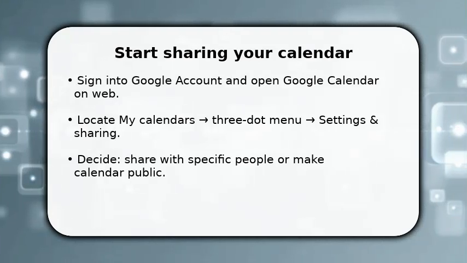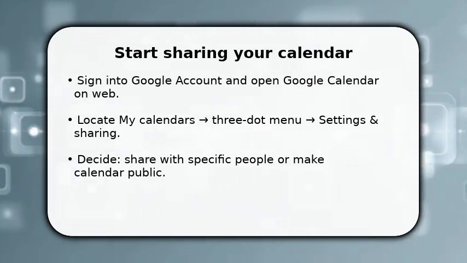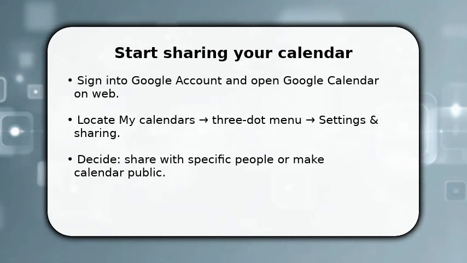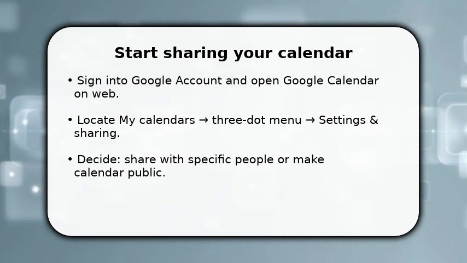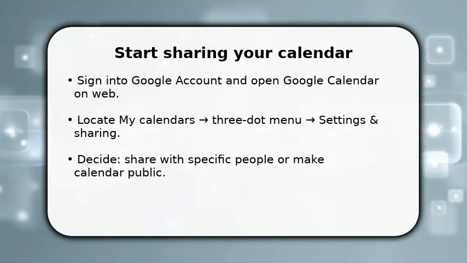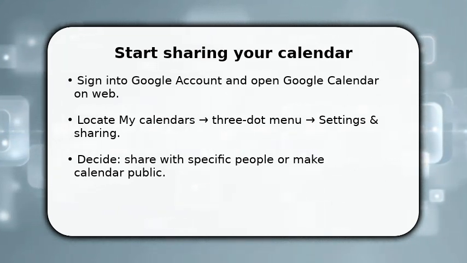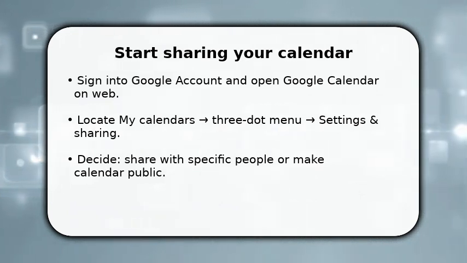You're ready to share a calendar now. First, sign into your Google account and open Google Calendar in a browser. Mobile apps follow later. Once there, find My Calendars, click the three-dot menu for the calendar you want, then choose Settings and Sharing. You need to pick the sharing method up front. Either add specific people by email or choose Make Available to Public for broader visibility.